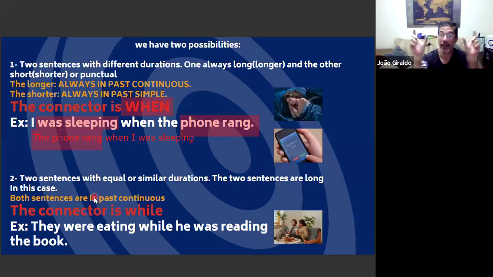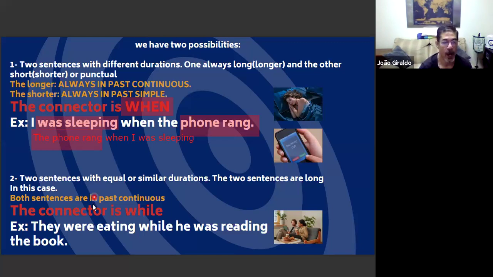They are the two sentences long, okay? Imagine eating something, okay? Takes 15 minutes. During this 15 minutes, the man is reading a book or reading an interview or studying for a test. So 15 minutes, 14 minutes, 16 minutes, not important. But the durations are similar and they are almost with the same duration, the same long.